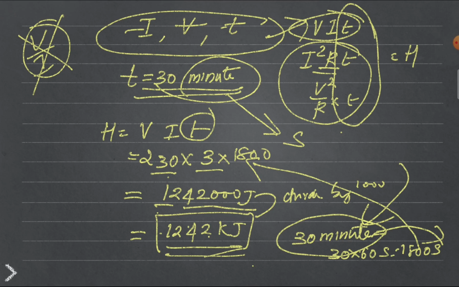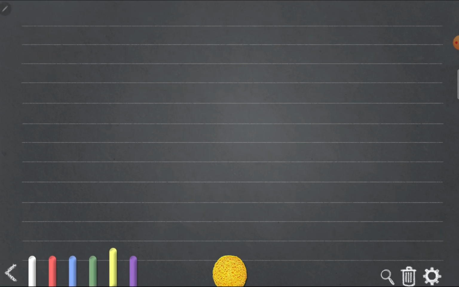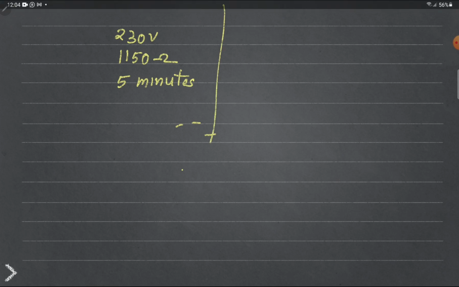Now another question is given on the same page, in the form of a table, table 1.3. Let us check that question also. Here in the first column, it is shown as heater A, and for that the working voltage is 230 volt. Then the resistance of that heater is 1150 ohm, and it was for 5 minutes. And for the second heater, heater B, its working voltage is the same, 230 volt, but its resistance is somewhat low, only 460 ohm, and the working time is 5 minutes.